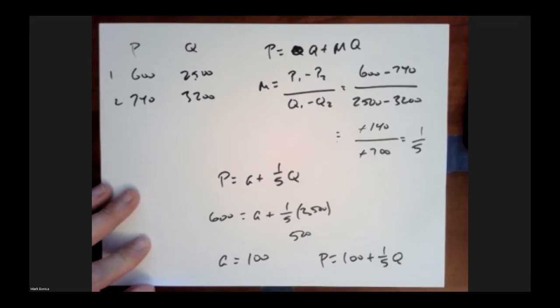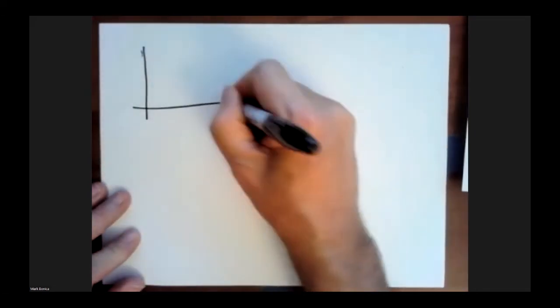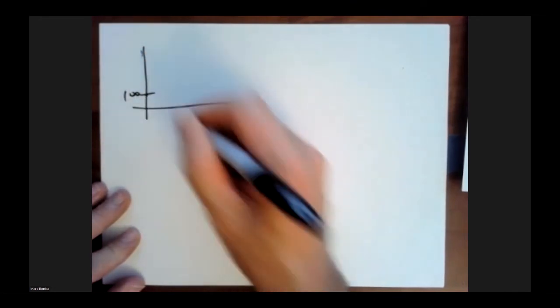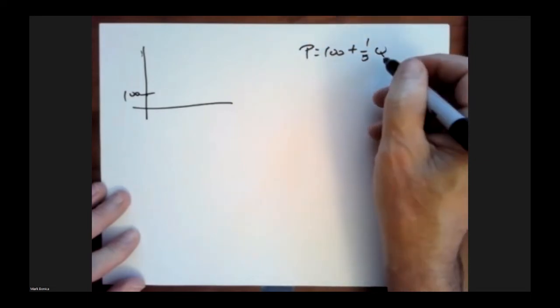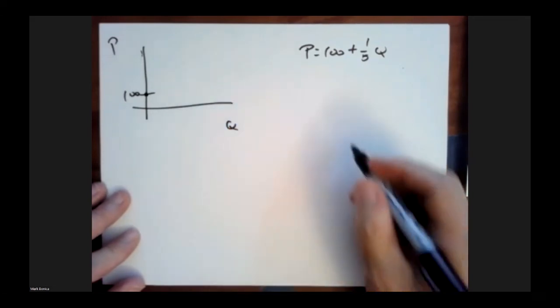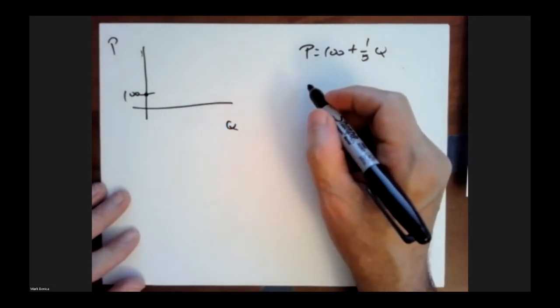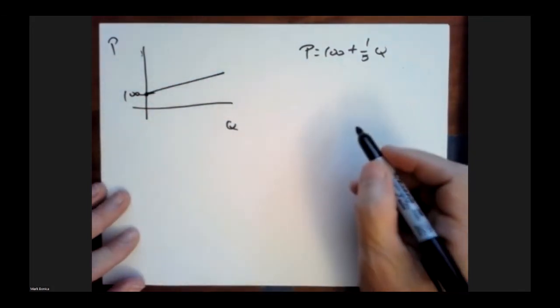Now, the next question is, given the supply curve you calculated above, at a price of 650, what would Brianna's producer surplus be? All right, so we need to draw her supply curve. We have P equals 100 plus 1/5 Q. So when Q is 0, P is equal to 100. That'll be our starting point. And we know it goes up at 1/5. It's a pretty flat line like that.